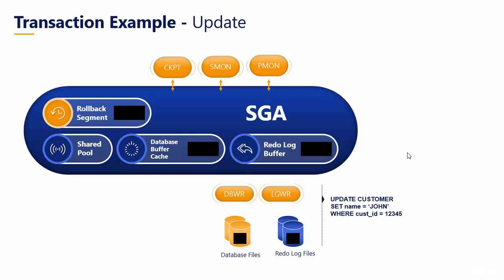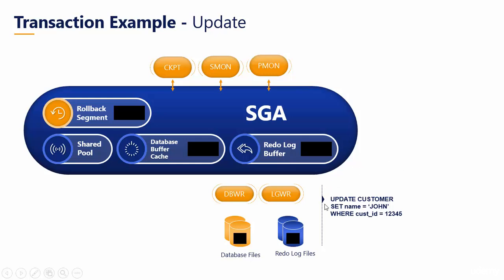in the database. Okay? If you look at the diagram, we have our database files, the redo log files, and then we have our background processes, the database writer, log writer, checkpoint, system monitor, and process monitor. And within the shared global area, we have our rollback segment, shared pool, database buffer cache, and redo log buffer.